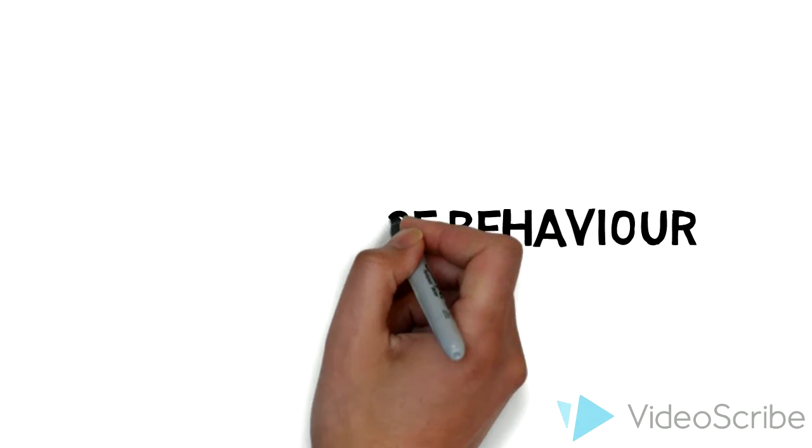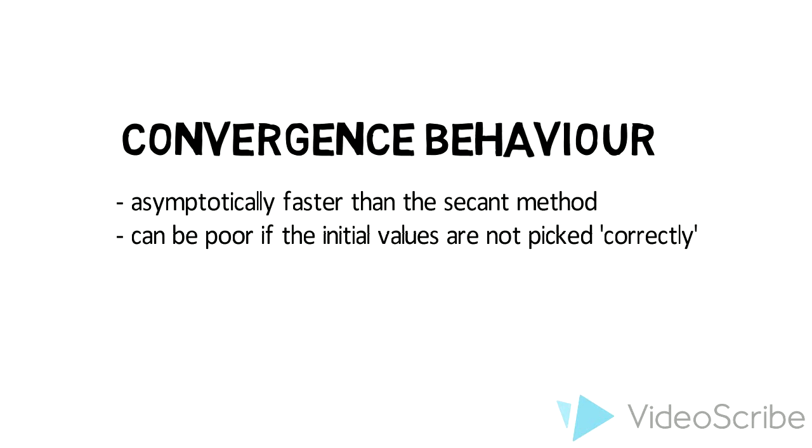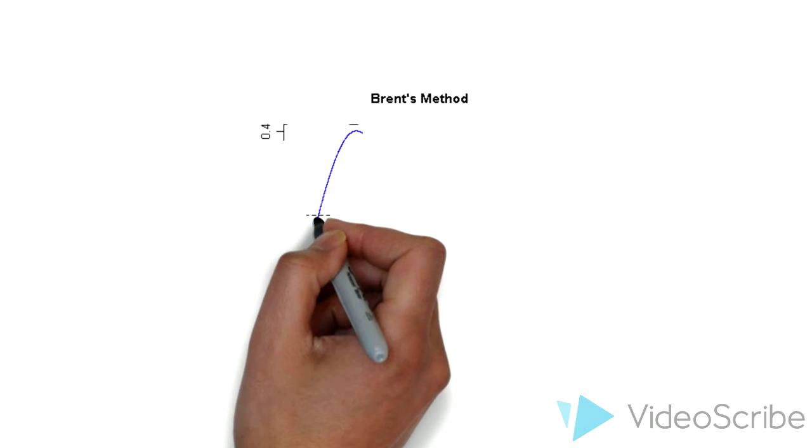Now let's look at the convergence behavior. The convergence for the inverse quadratic interpolation method is asymptotically faster than the secant method, but the method can become very poor if the initial values are not picked close enough to the solution. This is one major disadvantage of the inverse quadratic interpolation method. With this concern of stability, the method is usually used alongside other methods, for example, Brent's method.